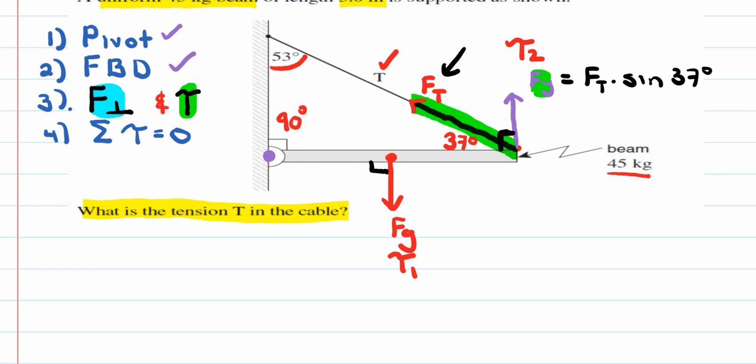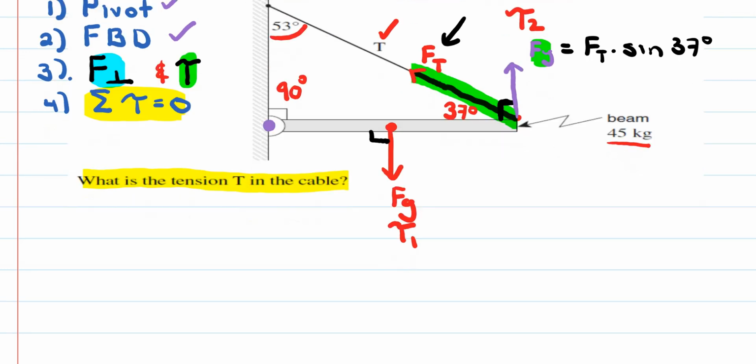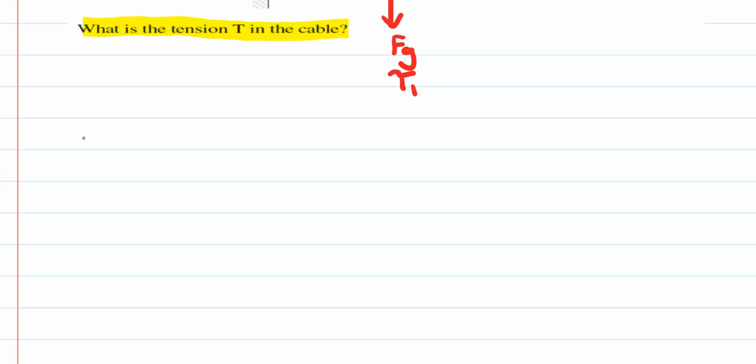And now that we've dealt with all the forces here, we want to go ahead and set the concept for rotational equilibrium, and that means the sum of the torques equals 0. Okay, so let's go ahead and start breaking down this problem here. So at the pivot point, in order for this beam to not move, we want to say that the sum of the torques is equal to 0.